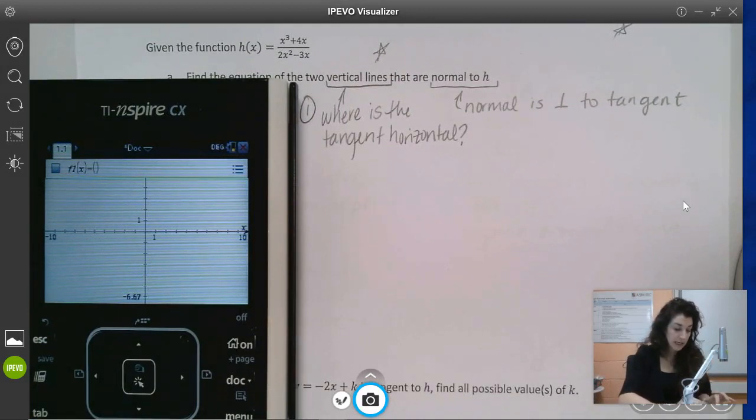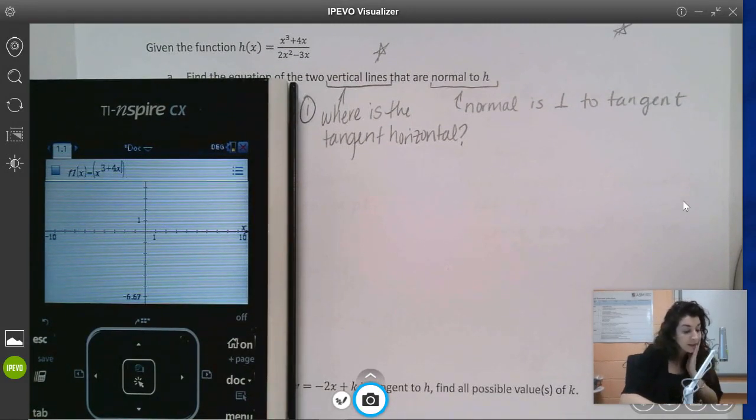Don't forget to put your entire numerator in parentheses and your entire denominator in parentheses, or you can press Control Divide and it creates a fraction for you already.